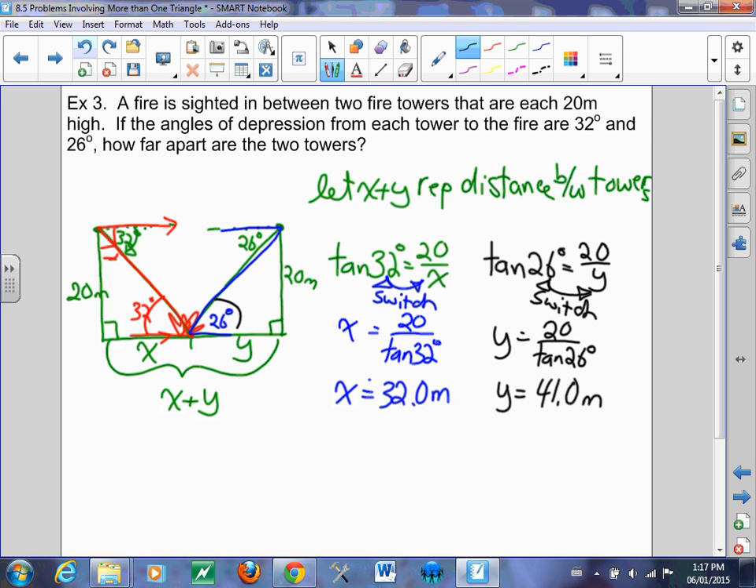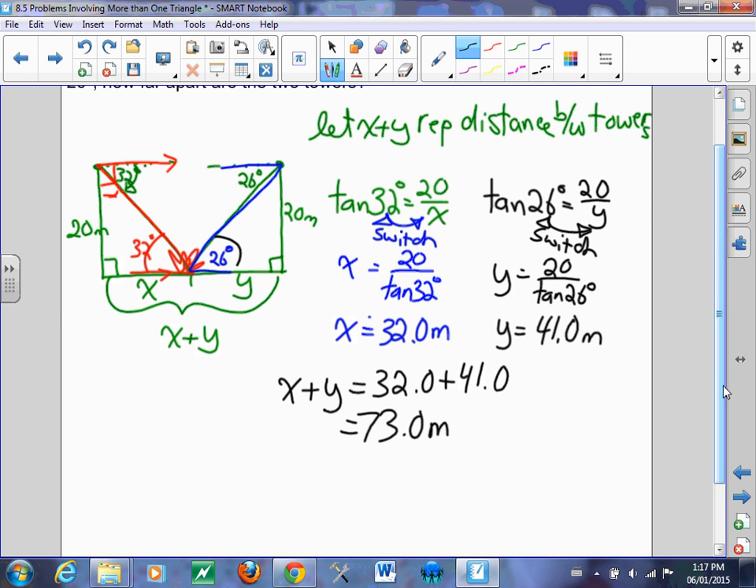Okay, don't forget, folks, it's x plus y. So you add those two together. So it's 32.0 plus 41.0 equals 73.0 meters. And put her in a therefore statement. So therefore, the two towers are 73.0 meters apart.